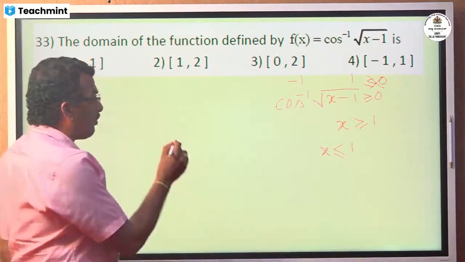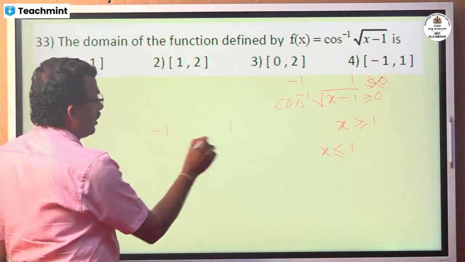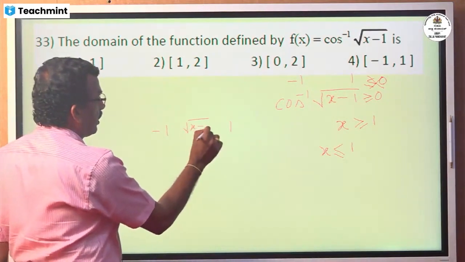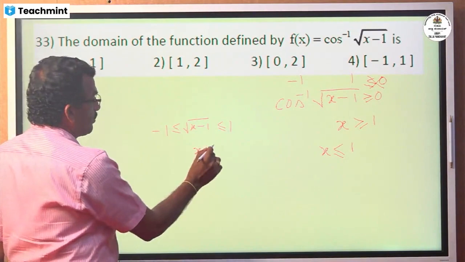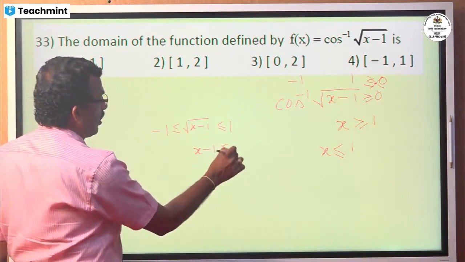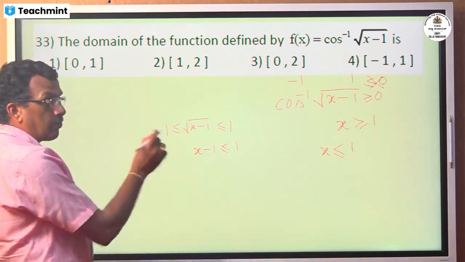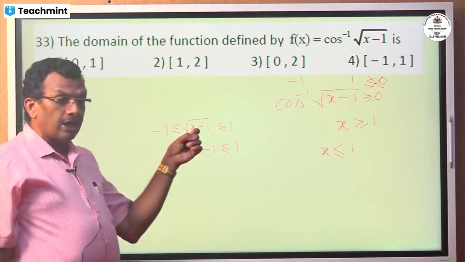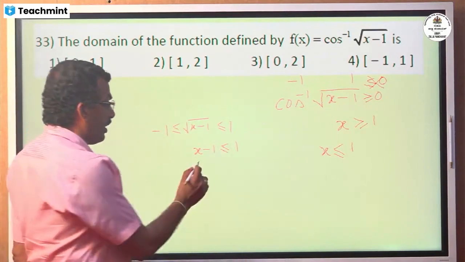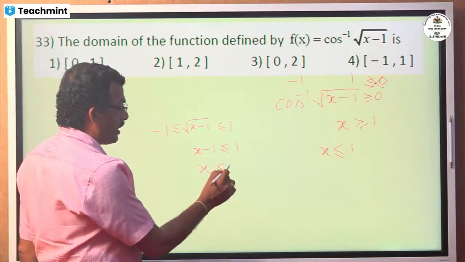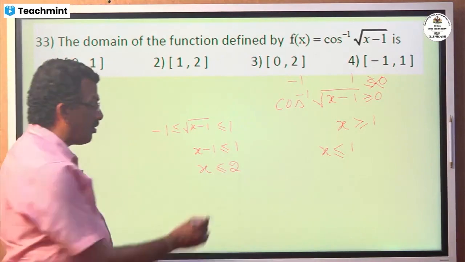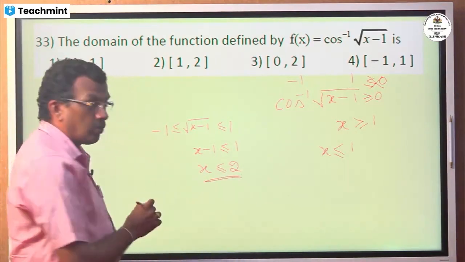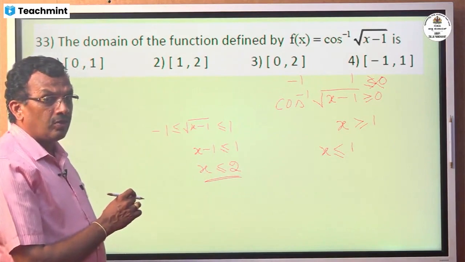When I keep that one between -1 and 1 as the root x minus 1, then you know that x minus 1 is less than or equal to 1, because when I square on both sides it is greater than or equal to 1, less than or equal to 1. That implies x is always less than or equal to 2. x less than or equal to 2 ಆಗಿರಬೇಕು.